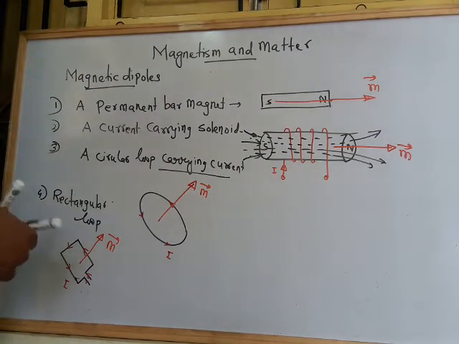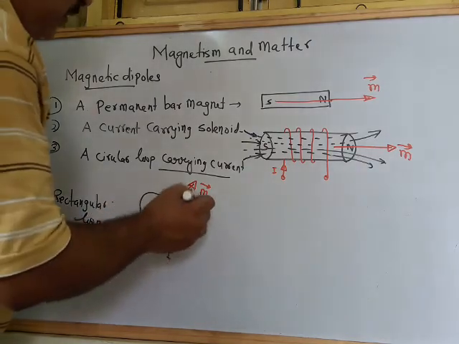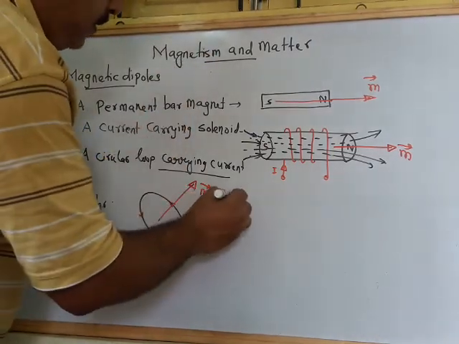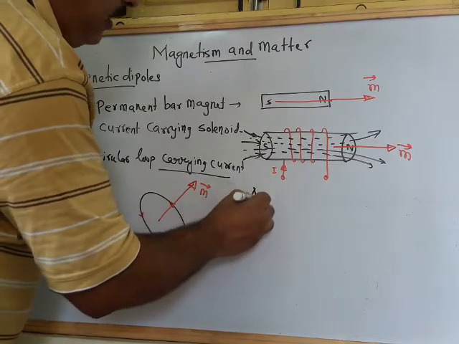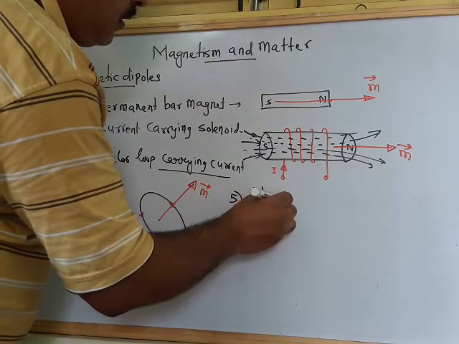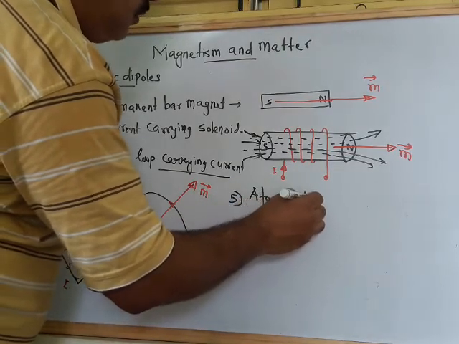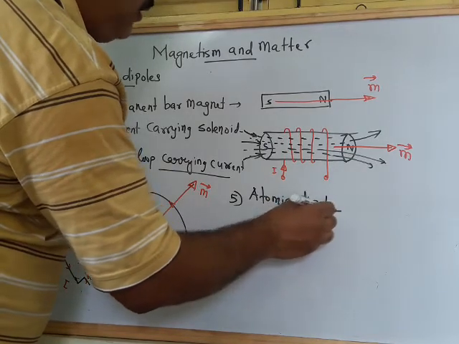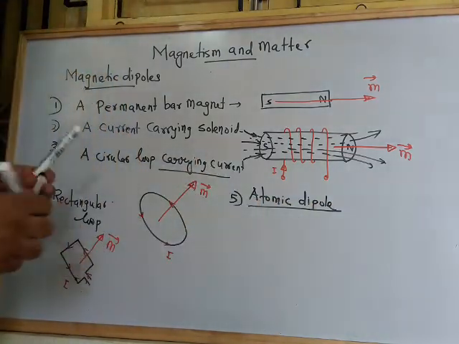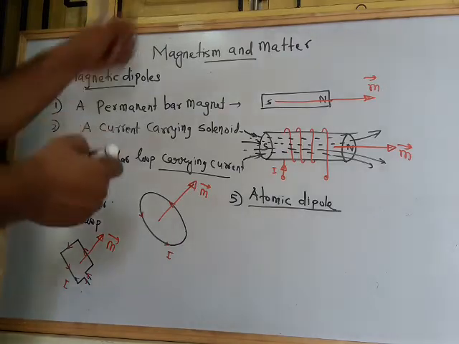Now the next part, we come to the very important thing for this chapter. The fifth one is the atomic dipole. Atomic dipole. Now why do we say this atomic dipole? Is an atom a magnet? Yes, it is possible.